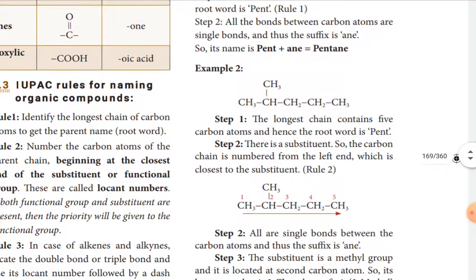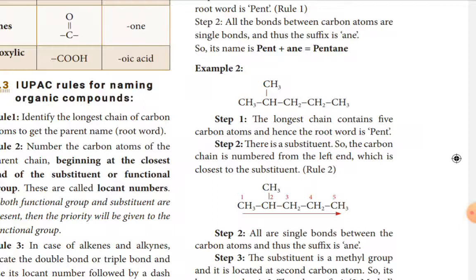Then see example 2 here. There are 5 carbons in the linear carbon skeleton, but with the second carbon, one substituent is attached, that is CH3. That CH3 is nothing but methyl. That group is called a methyl group. How to number the carbon? We have to give numbers to the linear pattern of the carbon skeleton. So 5 carbons are there. From which side do we have to start? We have to start from the left hand side.